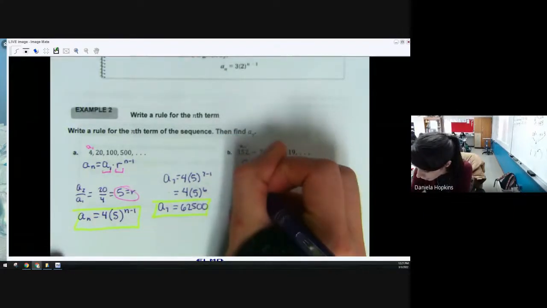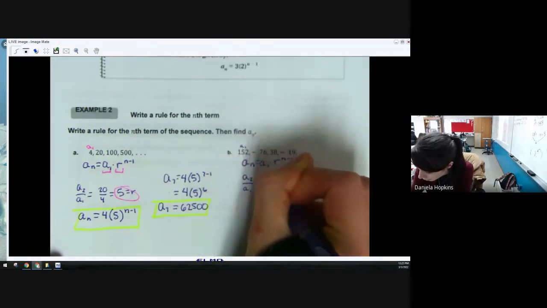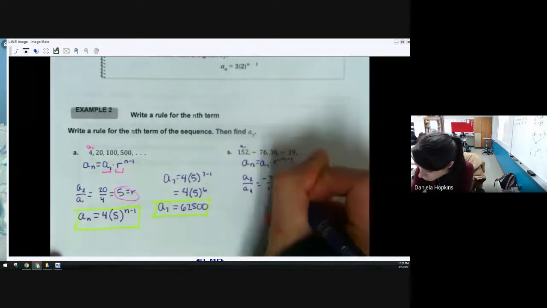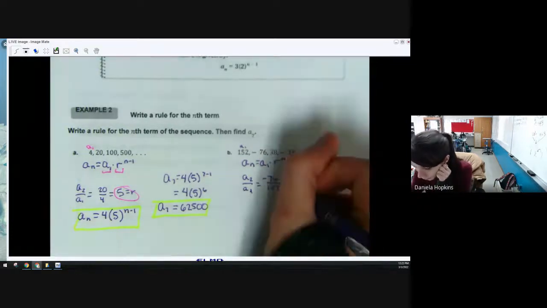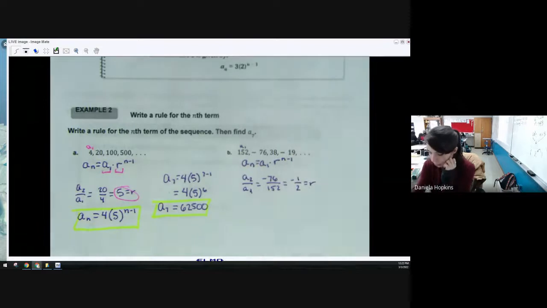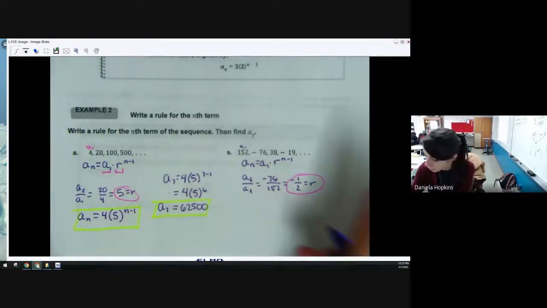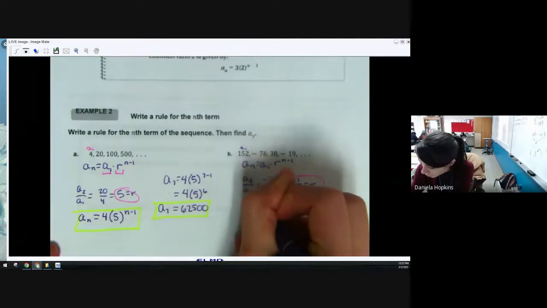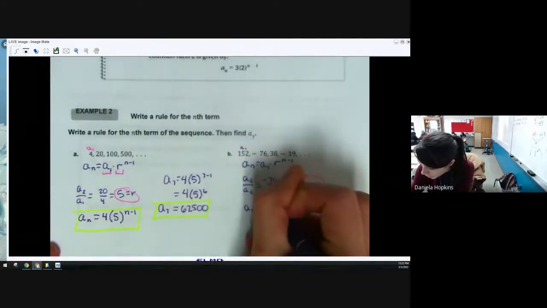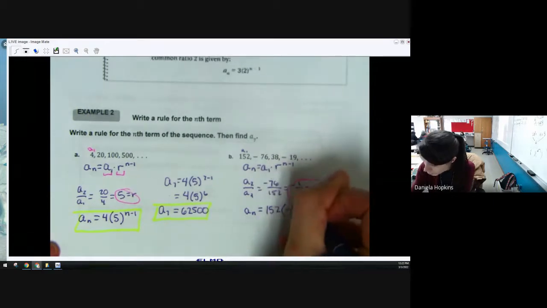So I'm going to take my a2 over a1, which would be negative 76 divided by 152. If you reduce this fraction, again, you can use that trick with your calculator. You should get negative 1/2. So that's my r, and I'll circle it so I don't lose it. So then my general rule would be 152 times negative 1/2 to the n minus 1.